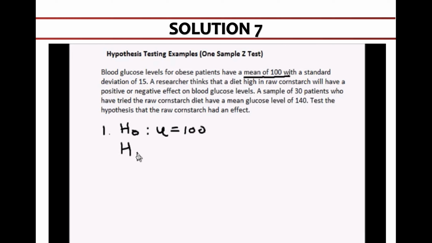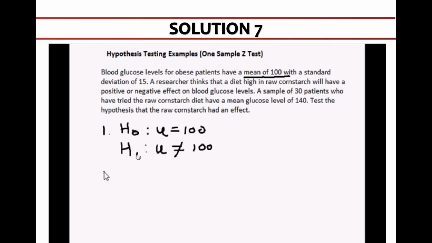And the alternate hypothesis is the one we are testing. Well, the researcher thinks the raw cornstarch has an effect. He doesn't know whether it's going to be higher or lower. So basically, our alternate hypothesis is going to be that the mean, mu, is not equal to 100. So it could be greater, it could be smaller, we don't know. All we're interested in finding out is, was there a difference?